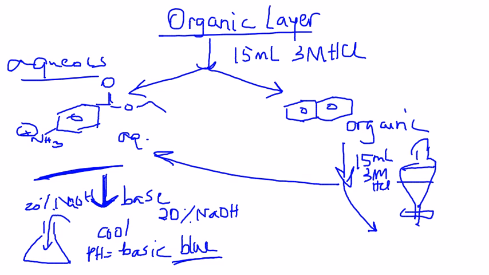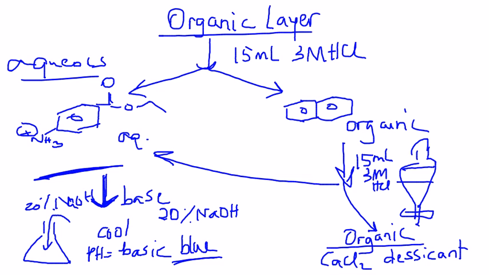Finally, what do we do with the organic layer? The organic layer needs to be dried with calcium chloride. So we are going to add some calcium chloride, which is a desiccant. Recall from General Chemistry 1, desiccants are those salts which like to absorb moisture, absorb water. And so CaCl2 is one of them. And you're going to add approximately 1 to 2 grams of calcium chloride into this dichloromethane layer.